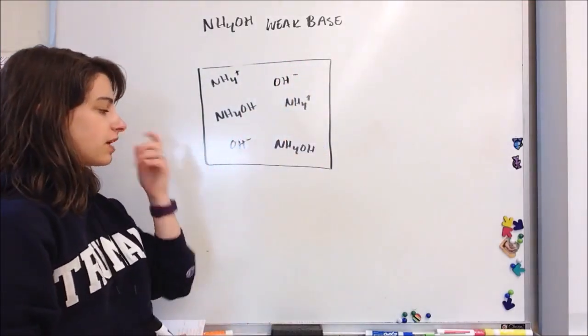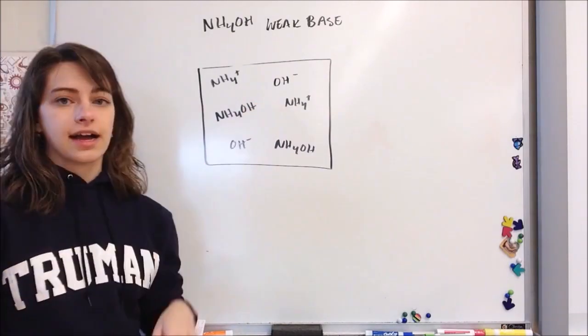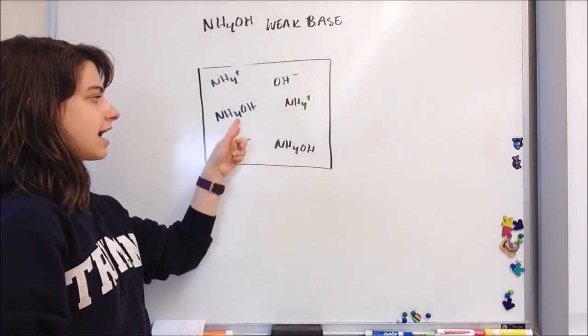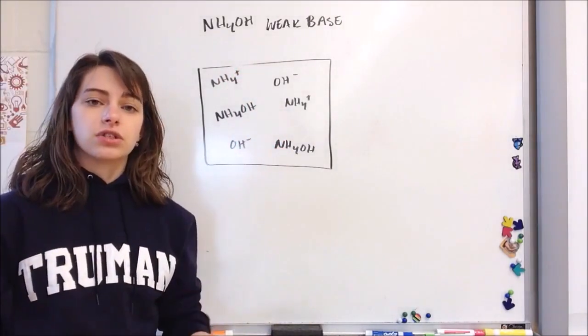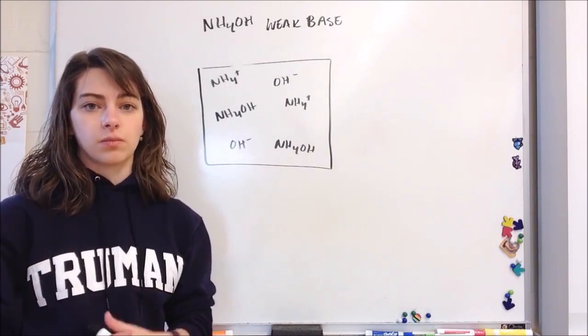OH minus. So if I was given this particle diagram, I know that it's a base because I see the hydroxide ion. I know that it's a weak base because I see ions and I see the original compounds. So that's how we can use particle diagrams to represent strong or weak acids or strong or weak bases.